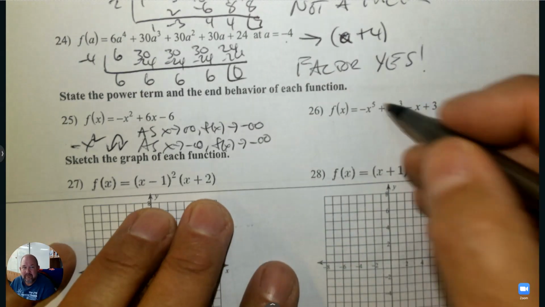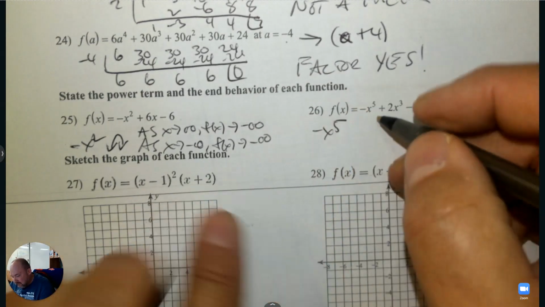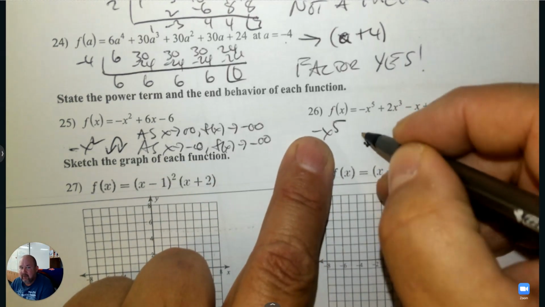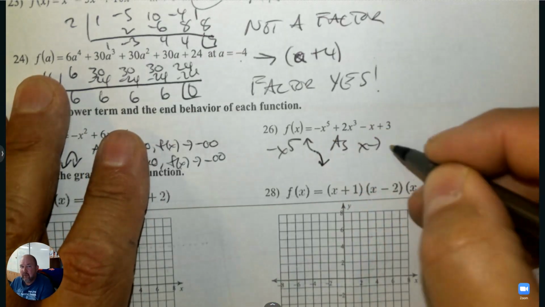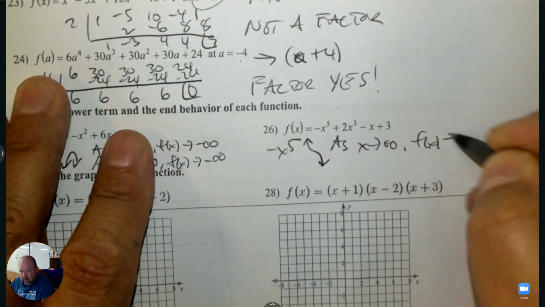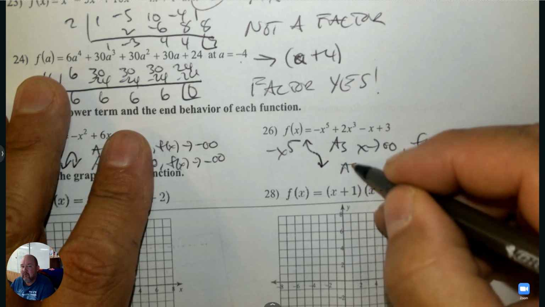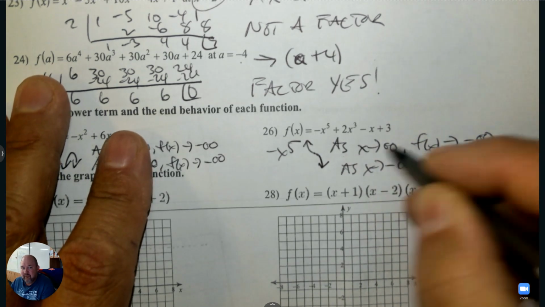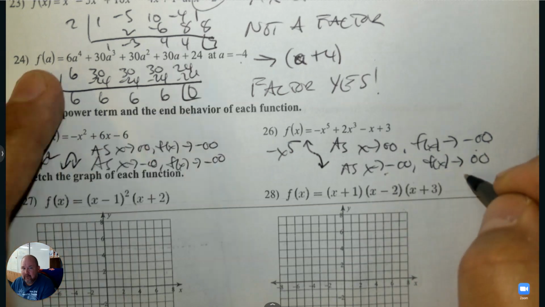Number 26, again, it's negative x to the 5th. So we have a negative power term, so the right end goes down. Odd exponent means they go in opposite directions. So as x goes to infinity, the function goes to negative infinity. As x goes to negative infinity, the function goes to positive infinity. So that means the right end goes down and the left end goes up.